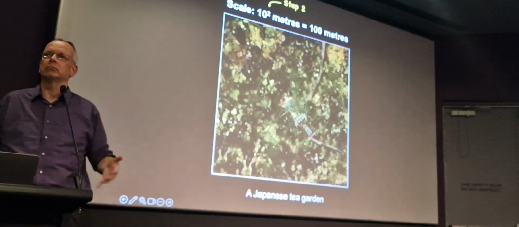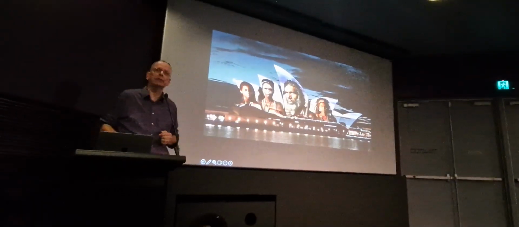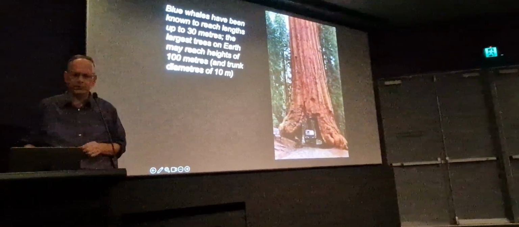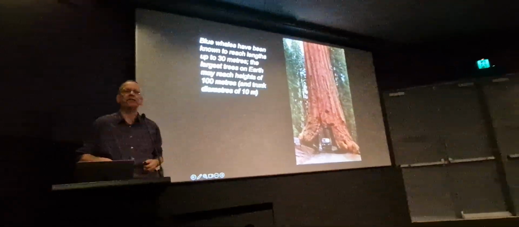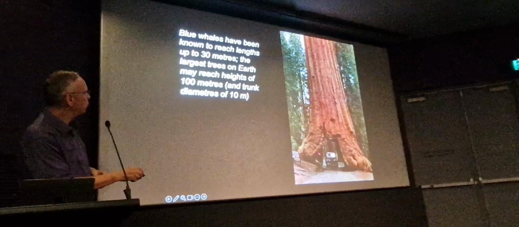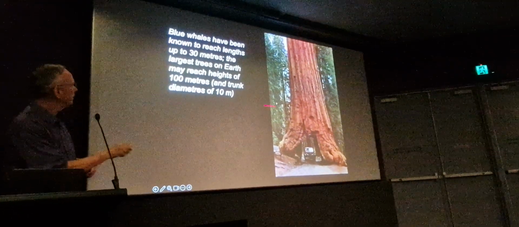10 times bigger again. 100 meters on the side, that's the Japanese tea garden in Golden Gate Park. 100 meters, that's slightly bigger than the Maritime Museum, I would say. And that's the size that we're familiar with, Central Sydney, the Opera House, about 100 meters. And it's also similar to the size of the largest living things on Earth. You can see here the largest trees. General Sherman here is about 100 meters high.